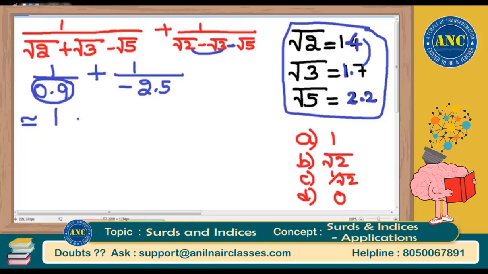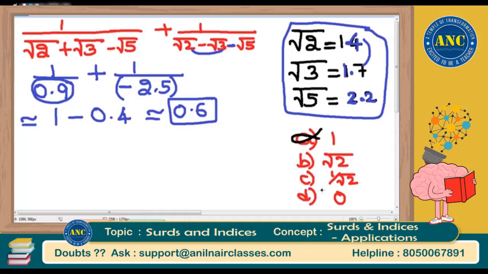Same logic. Approximately 0.9 is nothing but 1, approximately. 1 by 1 is nothing but 1. Plus divided by minus is minus. 1 by 2.5, and 2.5 is 5 by 2, so 1 by 5 by 2 is 2 by 5, which is 0.4. Approximately your answer should be 0.6. Approximately your answer should be 0.5 or 0.6. Definitely it cannot be 1. Definitely it cannot be 0. Root 2 we know as 1.4, but the answer should be approximately 0.6.